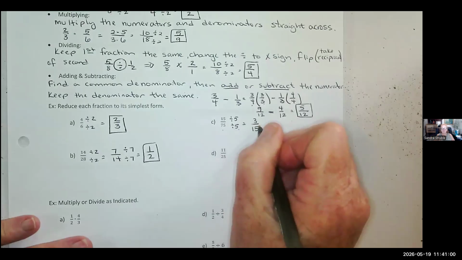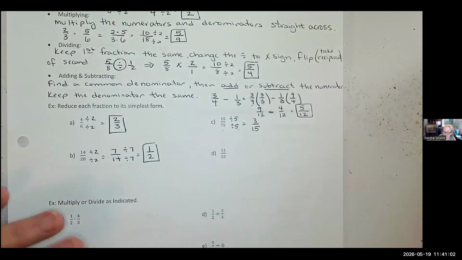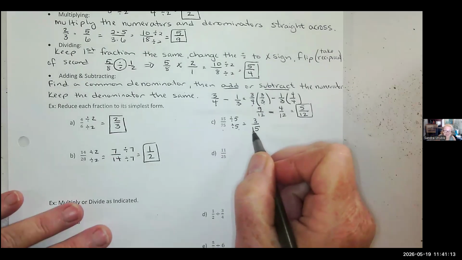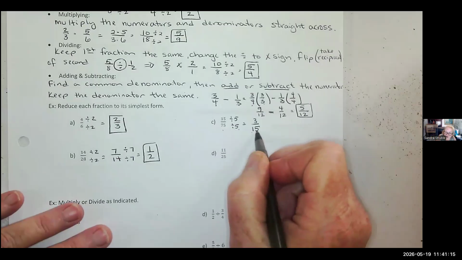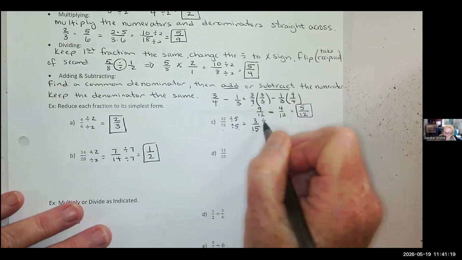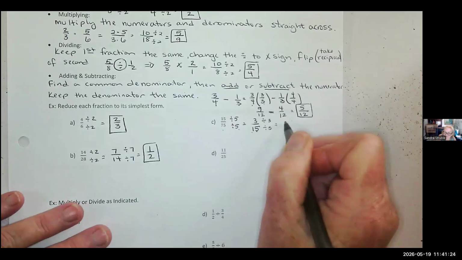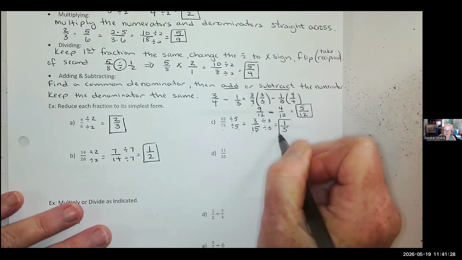Here's another trick. If the digits of a number added together are divisible by 3, then that number is divisible by 3. 1 plus 5 is 6. 6 is divisible by 3. So both of these are divisible by 3. 3 divided by 3 is 1. 15 divided by 3 is 5. I still use that trick.